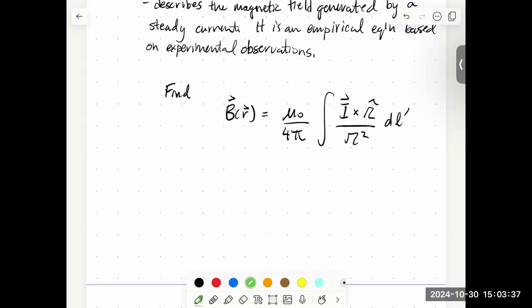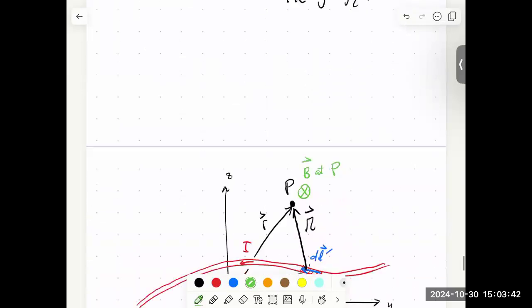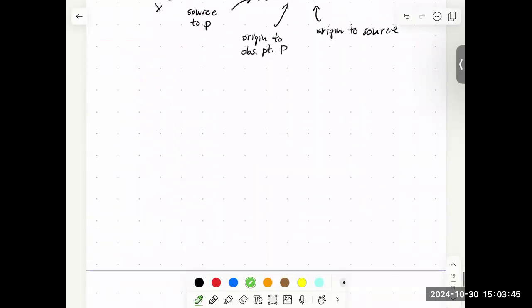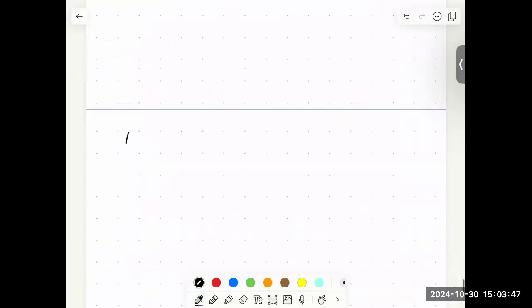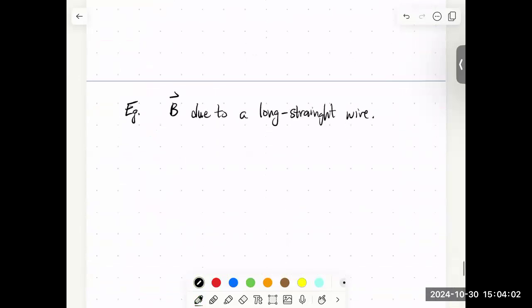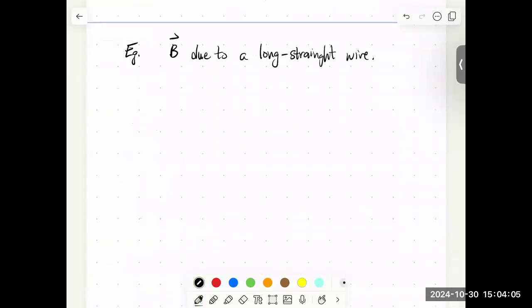How are we doing here? Oh, we got a bit of time. So let's see if we can do an example. This is a little abstract, so let's see if we could do an example. Let's find the magnetic field due to a long, straight wire. All right, so let's make it easy. We'll just make our current be running horizontally in this long, straight wire.